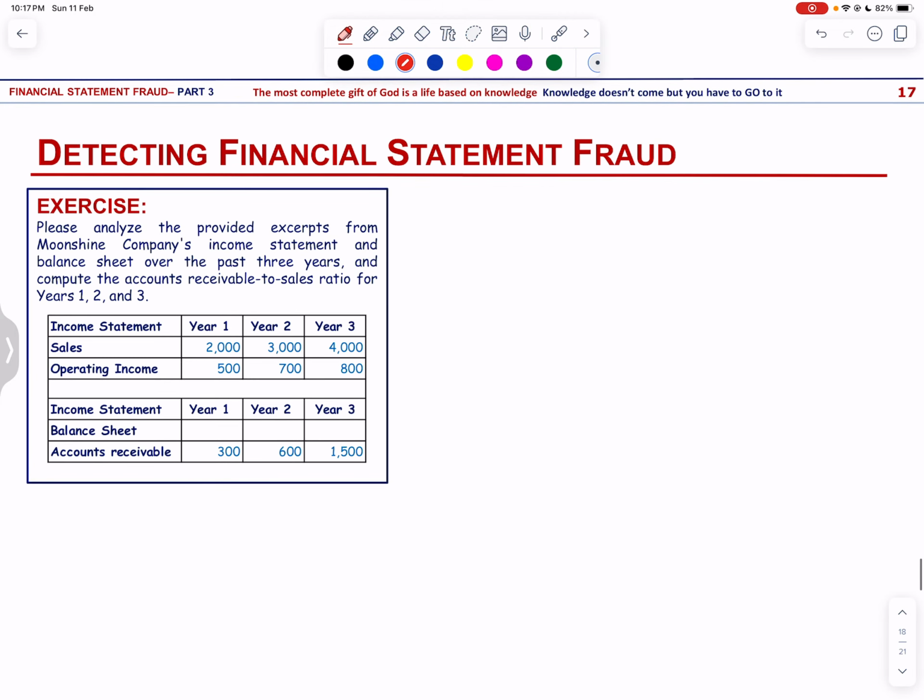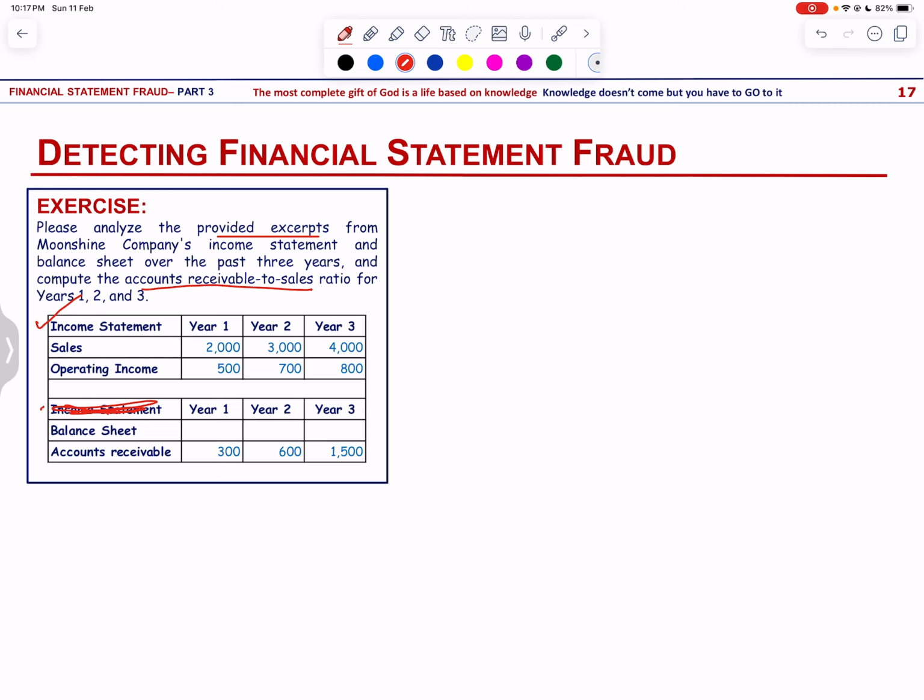Okay. Please analyze the provided excerpts from Moonshine Company income statement and balance sheet. We have the income statement. Oh, I made a mistake. This is the balance sheet over the past 3 years and compute the accounts receivable to sales ratio.